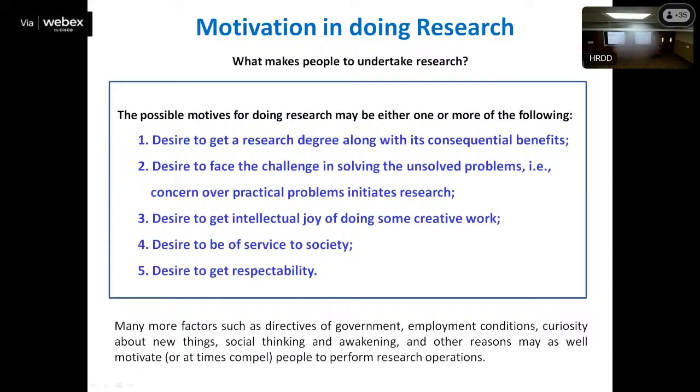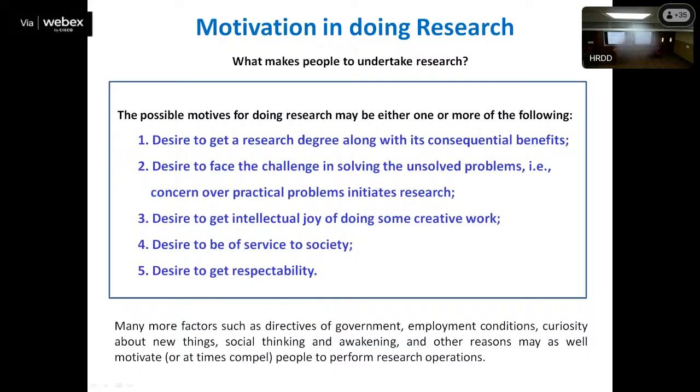Is it the challenge of solving the unsolved problem? What he told, right? So we have a desire in us to solve what is still not yet solved. You also do that. So those concerned about practical problems initiate research. So like that.